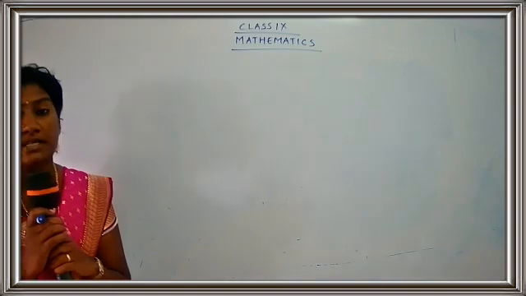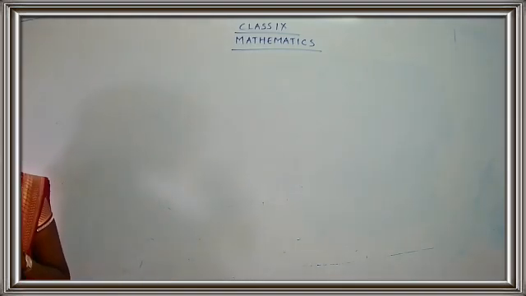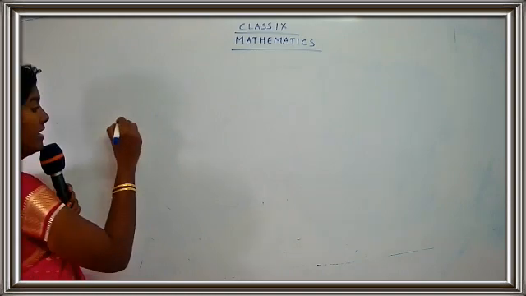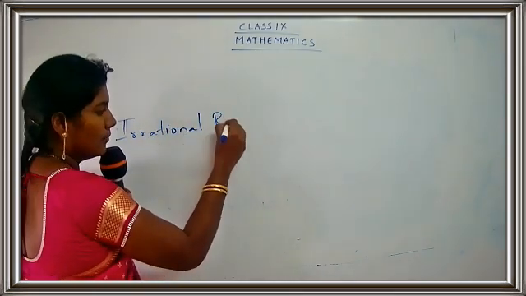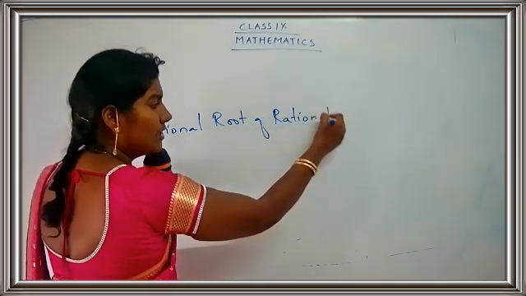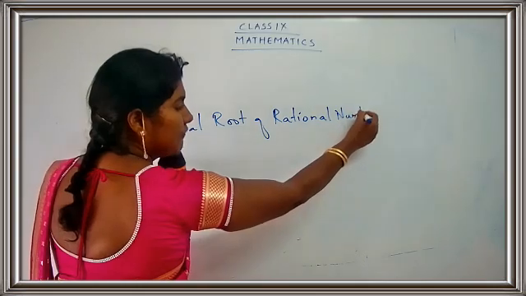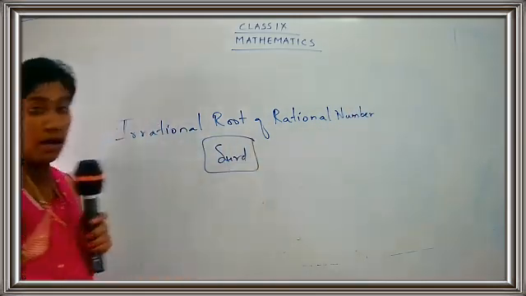Okay, tell me what is the definition for surd? A surd is an irrational root of a rational number. Remember this thing, okay, children? Irrational root of a rational number. So this is the definition for surd. This is what you call as surd.